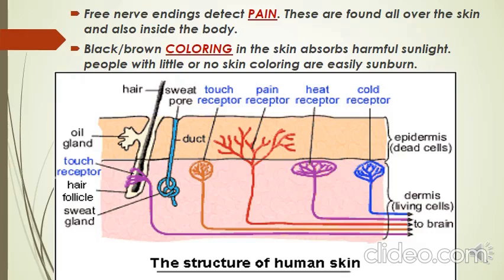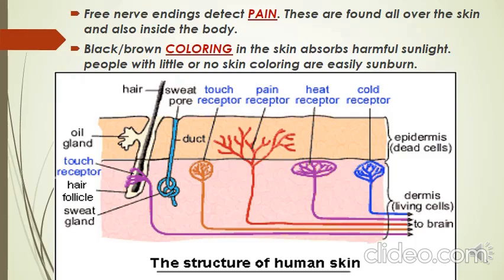Albino people are those people who don't have any pigmentation in their skin, meaning they don't have black or brown pigmentation. Their skin color is purely white. Their skin color, their hair color, even their eyelashes are white in color. So they're unable to protect themselves from the harmful sunlight.